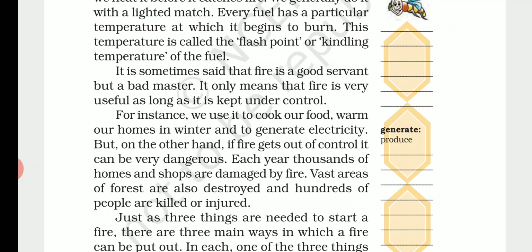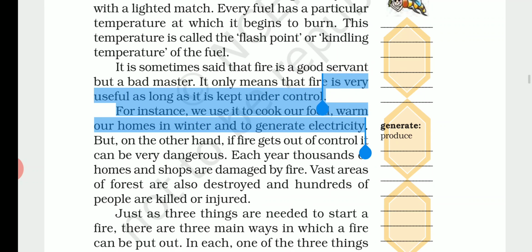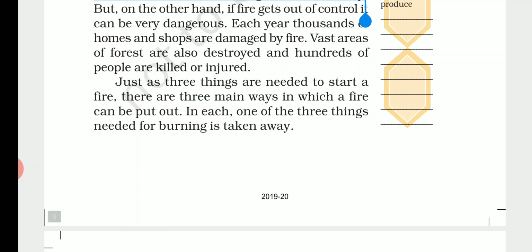Just as three things are needed to start a fire, what are the three things? Heat, oxygen and fuel. So there are three main ways in which a fire can be put out. Let's see what they are. In each one, one of the three things needed for burning is taken away. Heat, oxygen and fuel are all required.